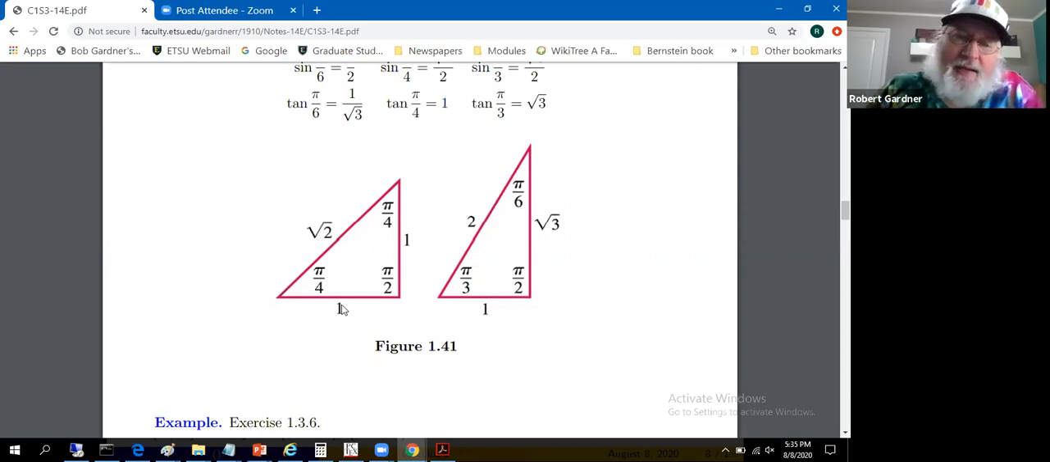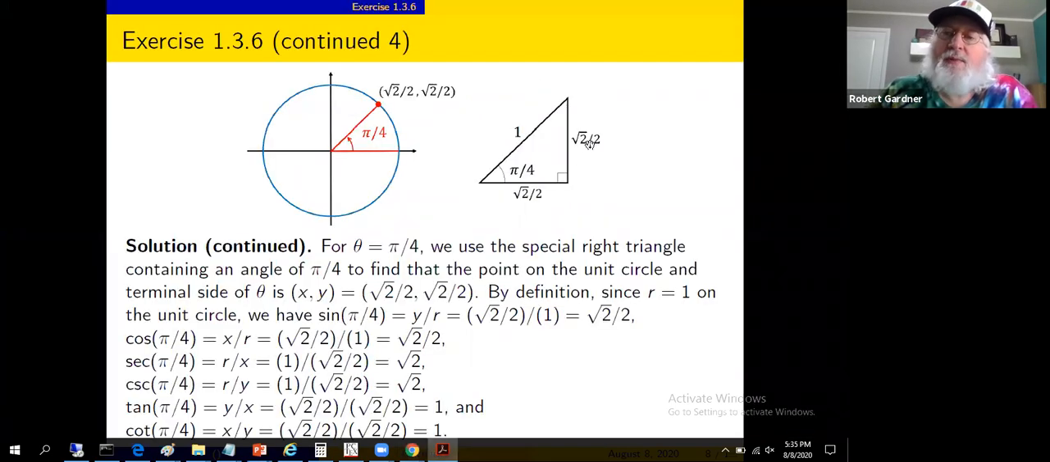We'll have 1 for the hypotenuse. These will be 1 over the square root of 2. If I rationalize the denominator, that becomes square root of 2 over 2. That's where these two numbers came from. So we have rationalized the denominator. It's a standard thing to do in this case. And that allows us to find the coordinates of the point.